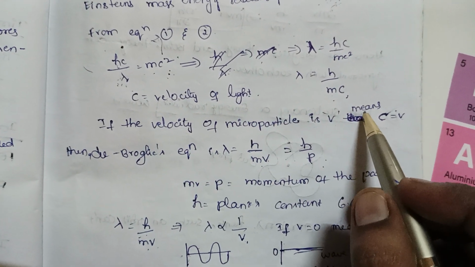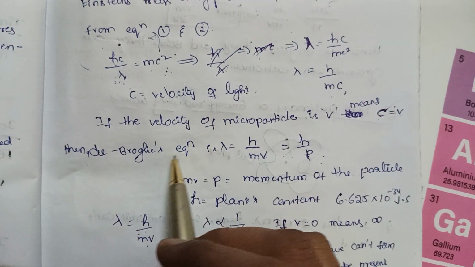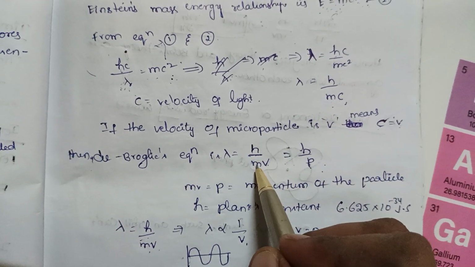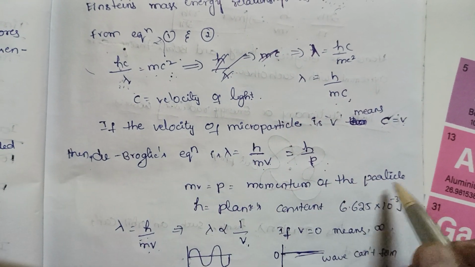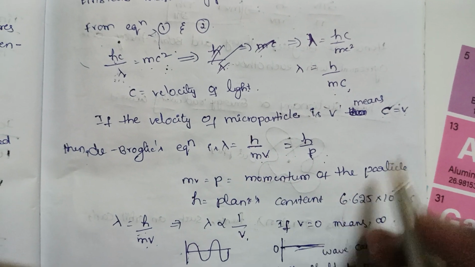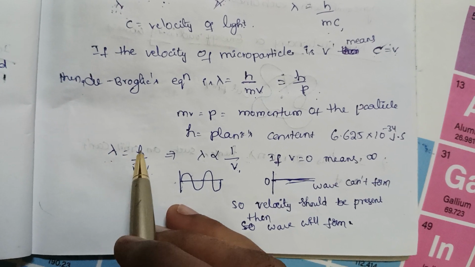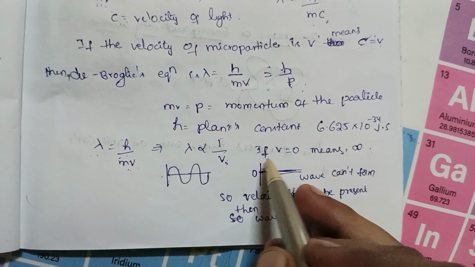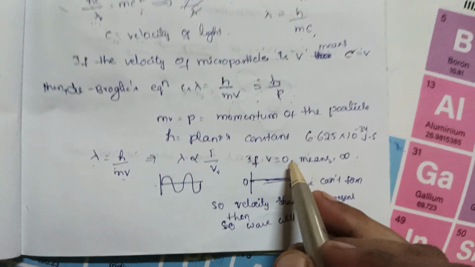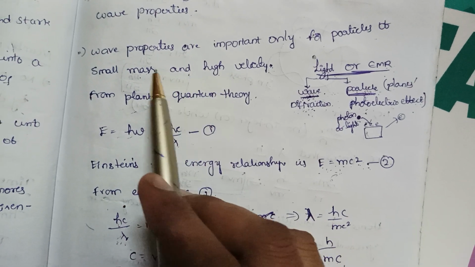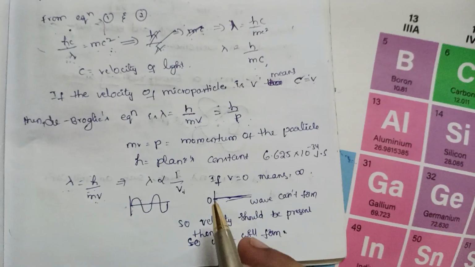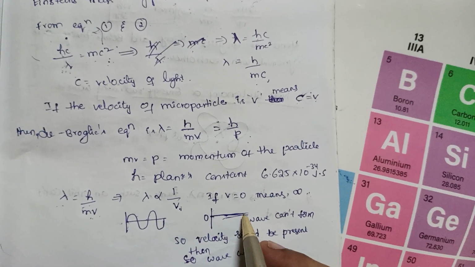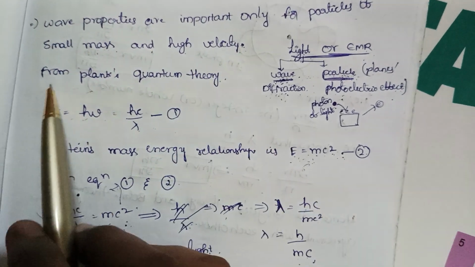C is the velocity of light. If the velocity of the microparticle is v, it means c equals v. Then de Broglie's equation is lambda equals h by mv. Here mv equals momentum, right? So lambda equals h by p, where mv is the momentum of the particle and h is Planck's constant. Here wavelength is inversely proportional to velocity. If v equals 0, as we already discussed, the theory applies to particles of small mass and high velocity. If a particle has small velocity, then it is like infinity, so a wave can't form. It is applicable only for high velocity and small mass.